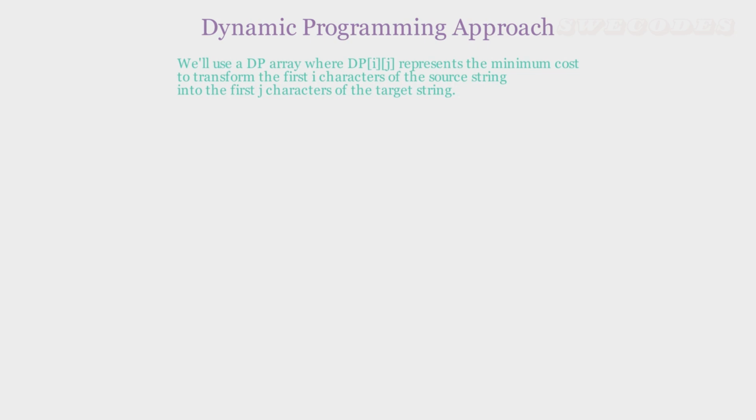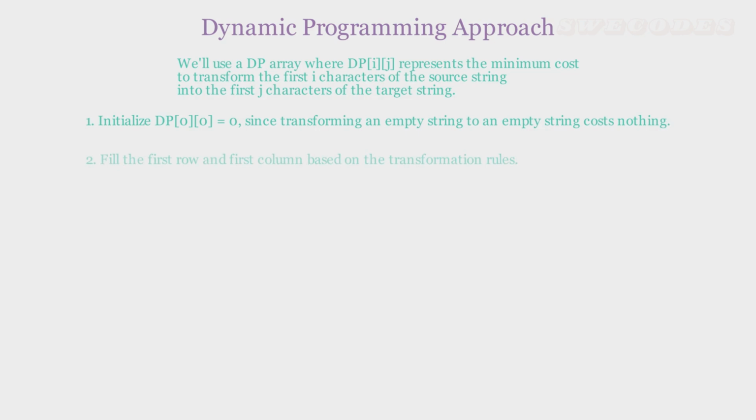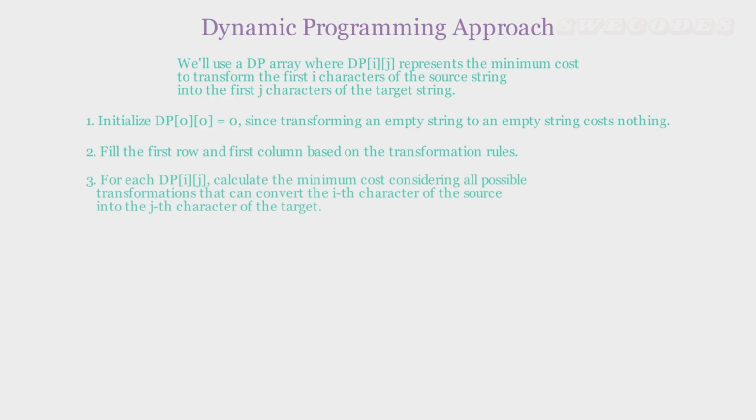Let's break down how we fill this dp table. First, we initialize dp[0][0] to 0, because transforming an empty string to an empty string costs nothing. Then, we fill the first row and first column based on our transformation rules. For each cell dp[i][j], we calculate the minimum cost by considering all possible transformations that can convert the ith character of the source into the jth character of the target. We always choose the option with the lowest cost. By following this process, we build up our solution step by step, ensuring we always have the minimum cost for each transformation. This dynamic programming approach allows us to find the optimal solution efficiently.